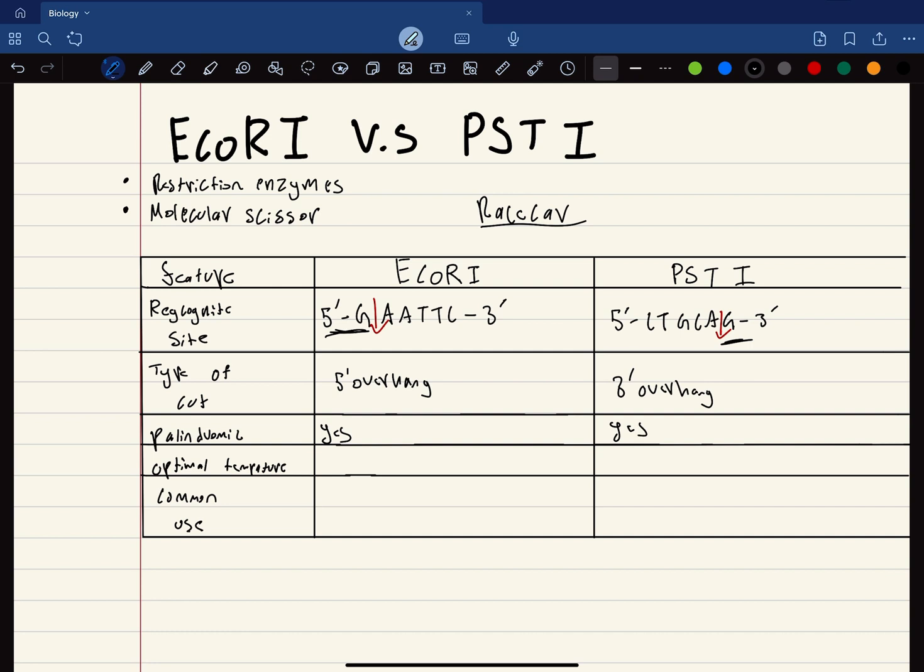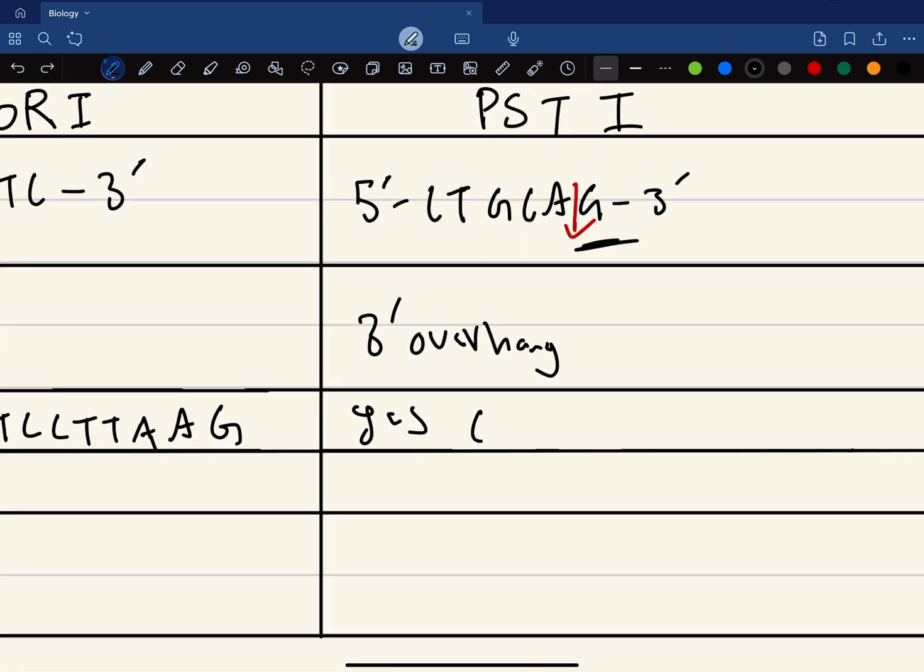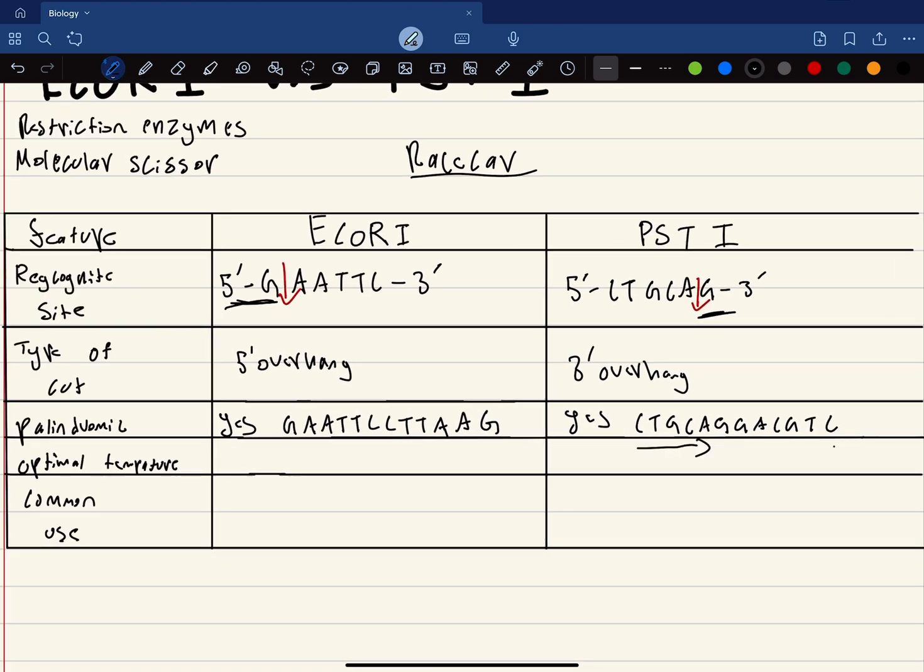So the full sequence for EcoR1 goes GAATTCCTTAAG. So you can see it's the same forward as backward. And then this is the middle where it can almost be mirror imaged or superimposed, right? And then for PST1, it's also palindromic. So it goes C T G C A G G A C G T C, and just like the other one, it's the same forward and backwards. And that's very important any time you're doing molecular biology, because if you see something that's palindromic, then I would say 99% of the time, because I don't know fully, a restriction enzyme can be involved.